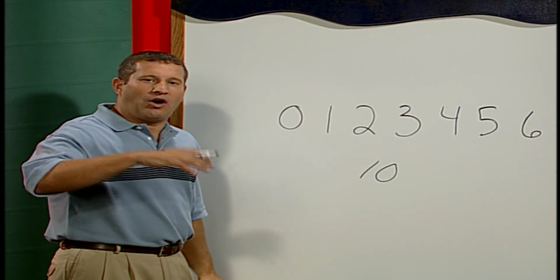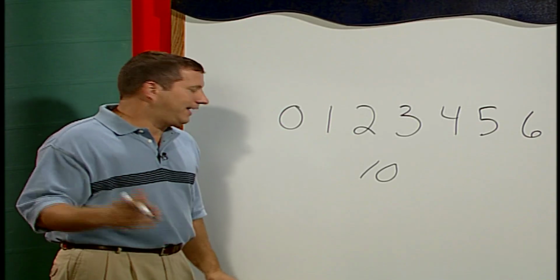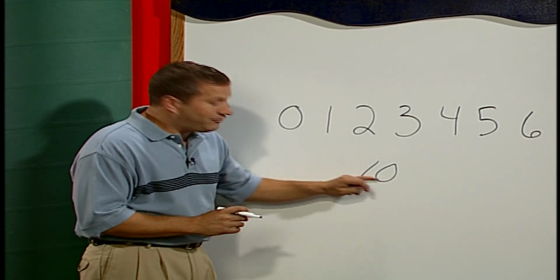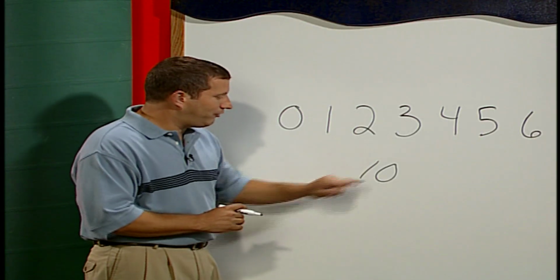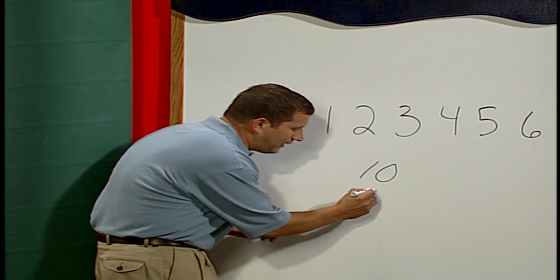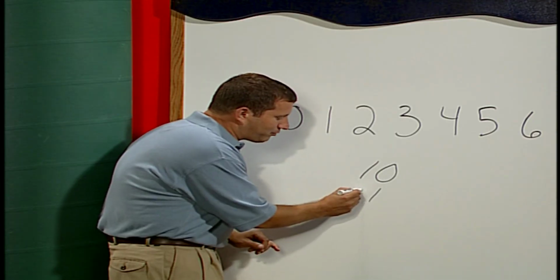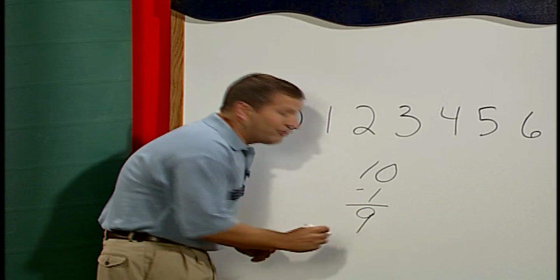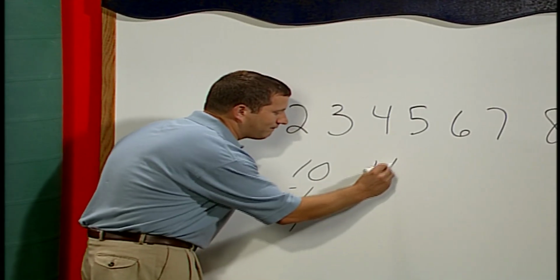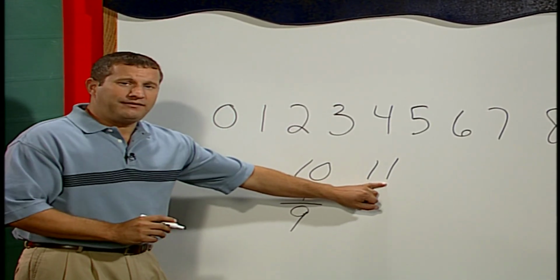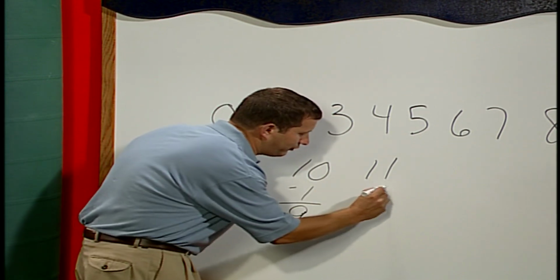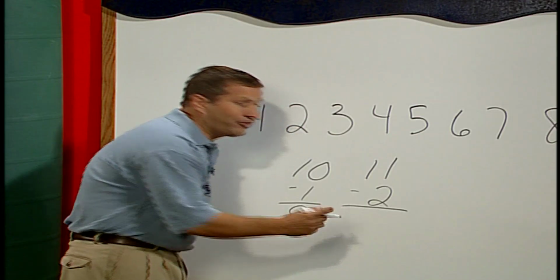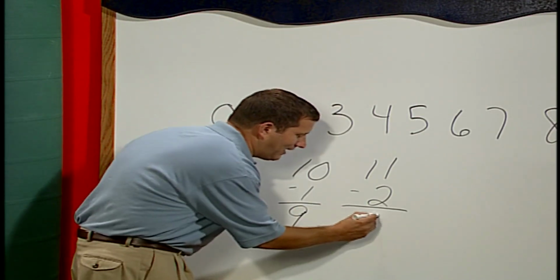Watch what happens with all numbers higher than 9. Let's add up the digits inside of 10. What's 1 plus 0? You get 1 and just put it underneath. And if you subtract it from the original number, what's 10 minus 1? You'll get 9. Let's try 11. 1 plus 1 is 2. So put a little 2 and subtract it. What's 11 minus 2? 9.